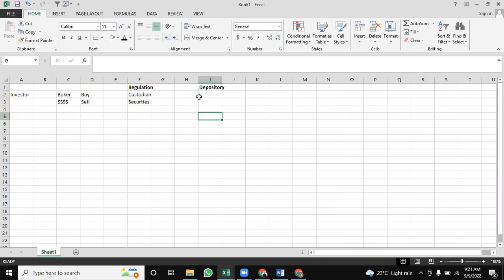So ultimately, what would happen is this custodian would have an account at the depository where he would store the securities on behalf of the client. In case the client wants to sell, then he will inform the depository to transfer the shares from this account to the buyer's account. Is this clear now?